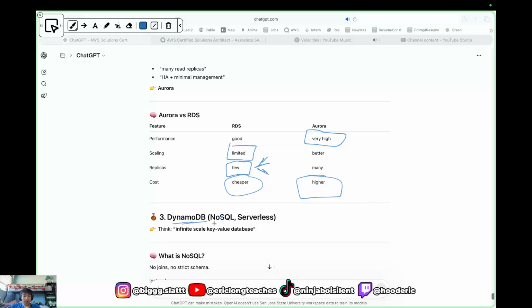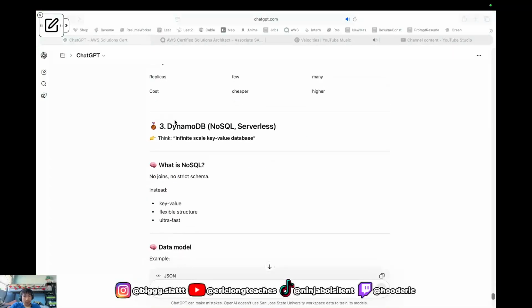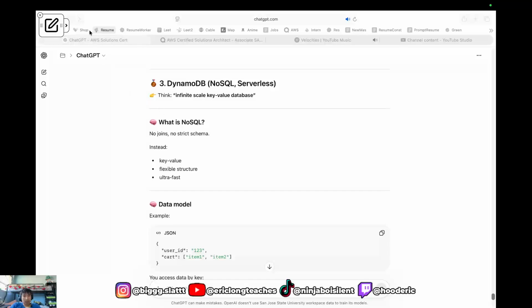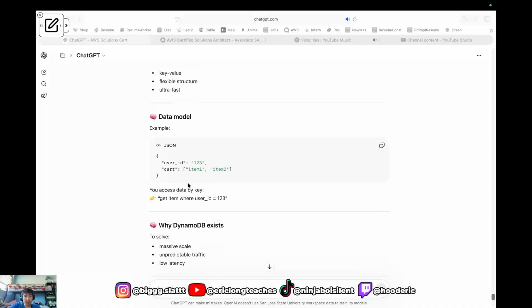So DynamoDB: NoSQL, serverless, infinite scale key value database with no strict schema. So now we learn about NoSQL. No joins, just no strict schema. Instead we use key value pairs and a flexible structure, and it's ultra fast. An example could be JSON: user ID is 123, cart. You access data by key, so get item where user ID is 123.